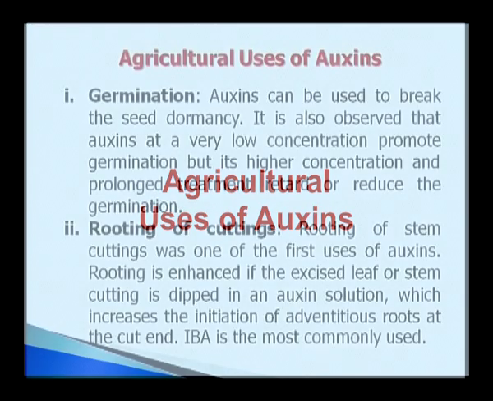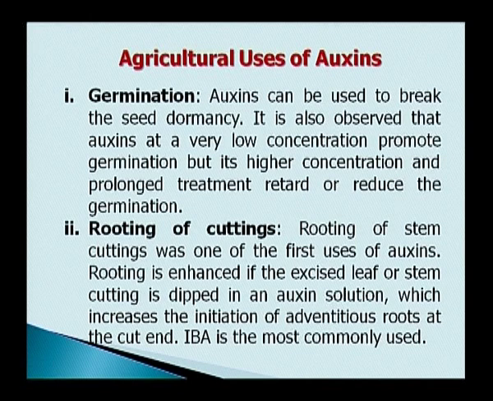Now, in agriculture, auxins have various uses, like in germination. Some of the crops have the phenomenon of seed dormancy, meaning their seed cannot be taken as such for germination. In that case, auxin at very low concentration promotes germination. However, its higher concentration prolongs seed dormancy, or retards or reduces the germination. So, for enhancing the germination, a low concentration of auxins can be used.